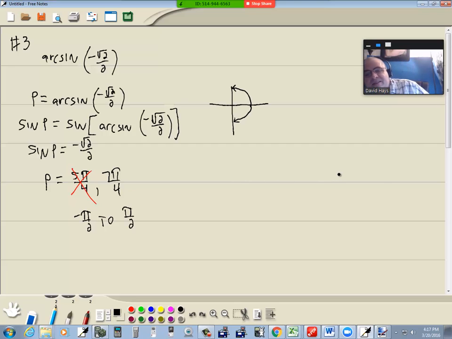Which means that we need to do something to adjust it so it is equal to those values. And what we can do is we can take 7 pi over 4 and subtract 2 pi. Because remember, if you subtract or add 2 pi, you go all the way around the unit circle back to where you started. And that gives us negative pi over 4. Which is in between negative pi over 2 and pi over 2. So that would be our answer.